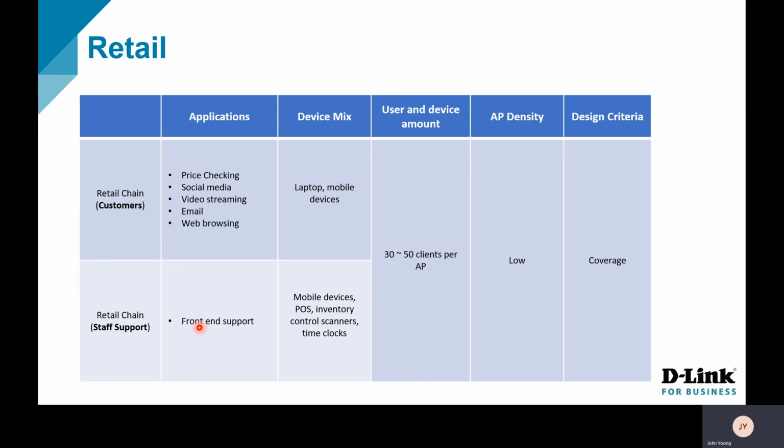So for the application, same thing, the Wi-Fi inside the retail chain store is for the customer, the guest, to check the price, do social media, video streaming. Mostly it's mobile devices, sometimes laptops. For the retail, same thing, 30 to 50 clients per AP. But the AP density will not be so much because a retail store is an open space. Just make sure the APs are able to do the coverage around the area.